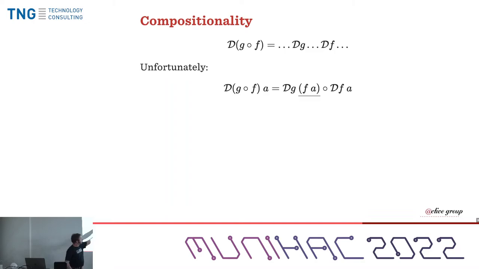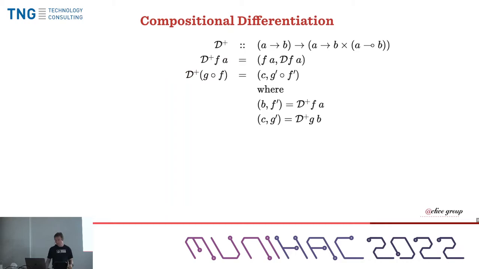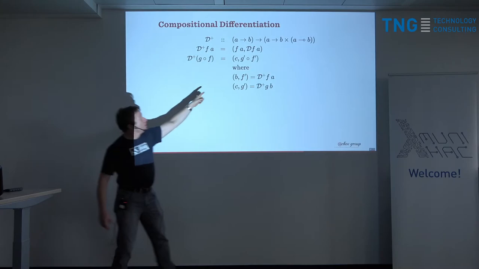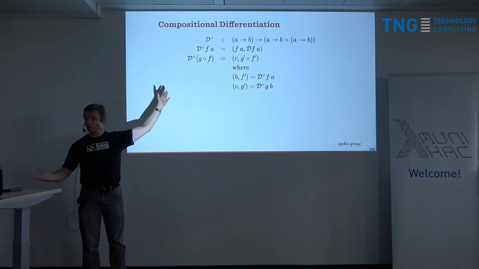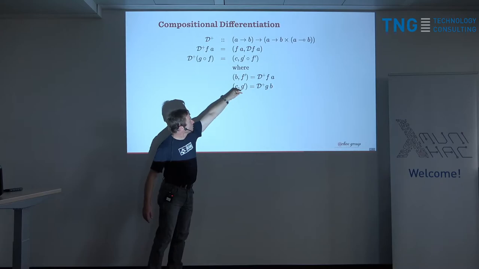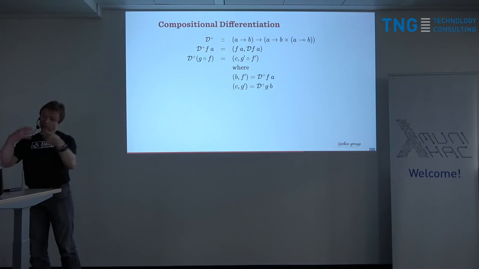So what you can do in this case is enrich your notion of derivatives to stick that in there as well. And you eventually come up with this definition, d plus, where you don't just go from A to B to the linear function that is the derivative, but you also stick in the B, which is the value of the function along with it. You can see the difference there. Then I can define the derivative compositionally, where d plus of g of f is just something in terms of d plus of f and d plus of g. So you stick a little bit more in your domain there, and then you can have compositional differentiation.